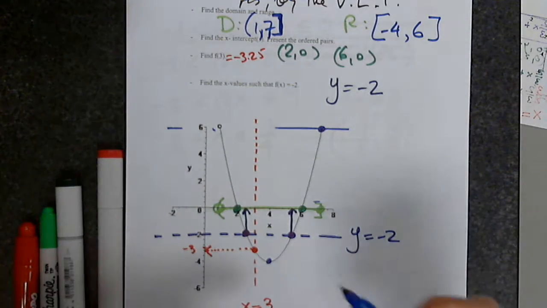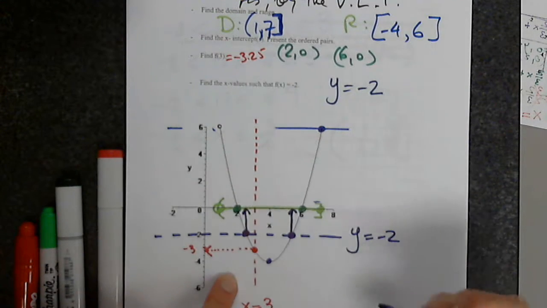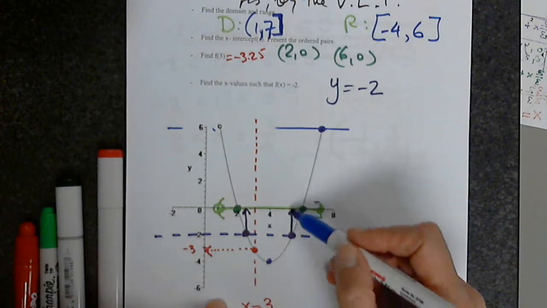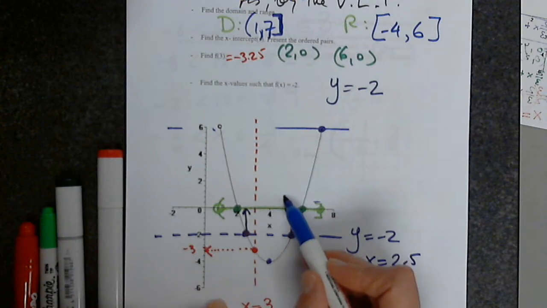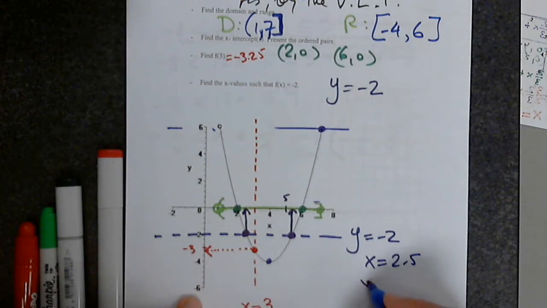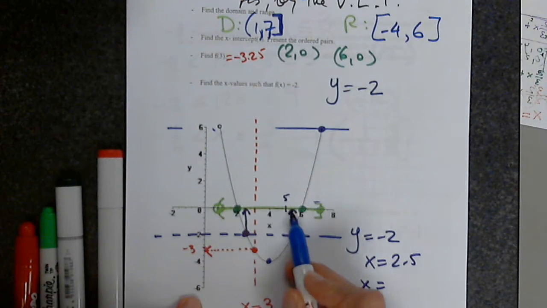So again, if this is 3 and this is 2, I'm going to say roughly 2.5. So x equals 2.5. And what else will you say? So if this is 5 right here, I'm going to say 5 point. I agree. 5 point. It's a little bit closer to 5 than 6. 5.3.